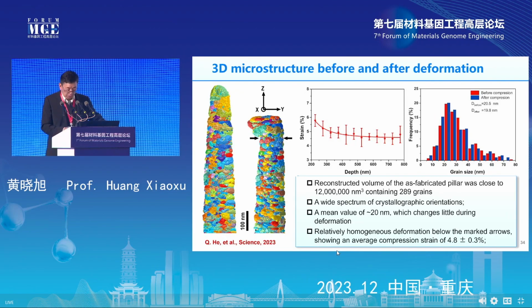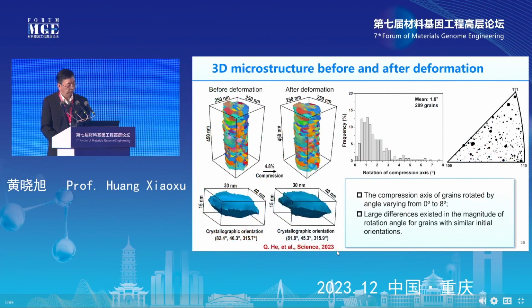And anyway, the important thing here, we map all the grains in the volume. We follow every individual grain to see how their orientation changed before and after deformation. Here are the results, actually. Here is before, here is after. And again, we just compare each grain before and after deformation.